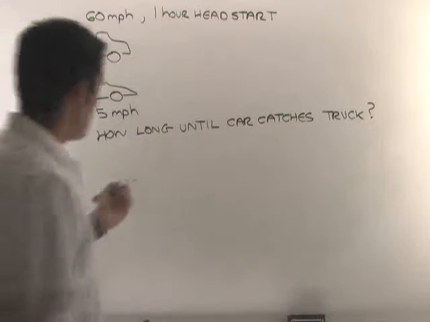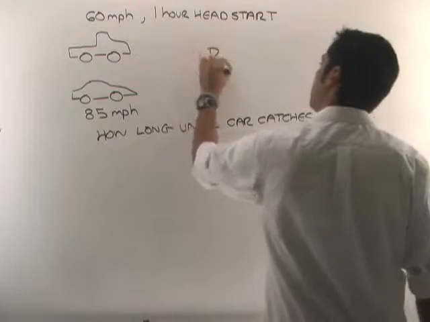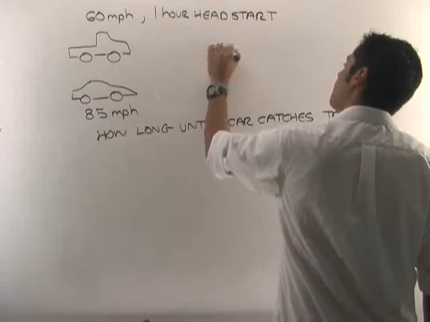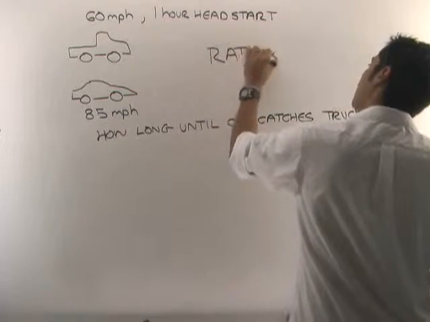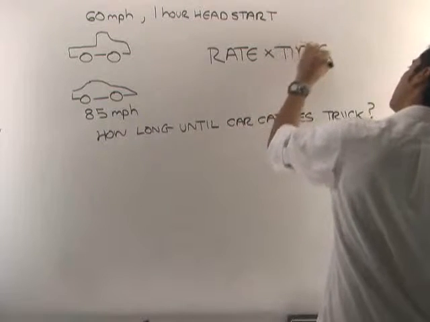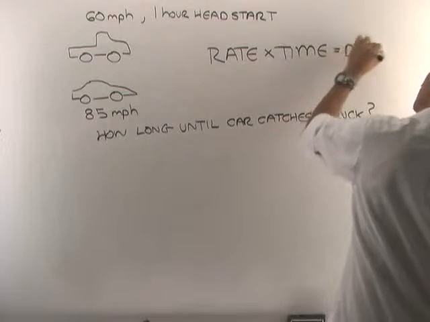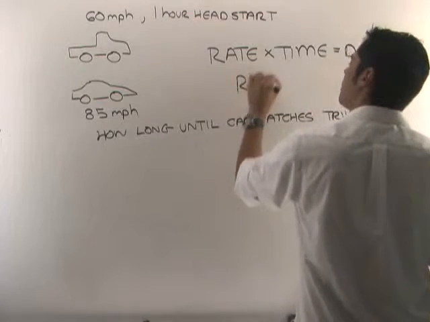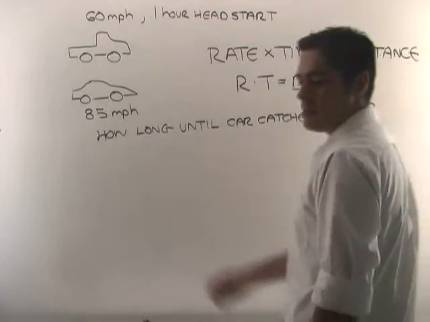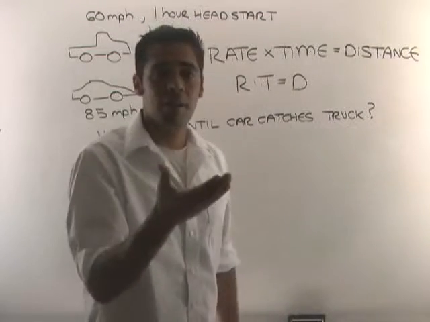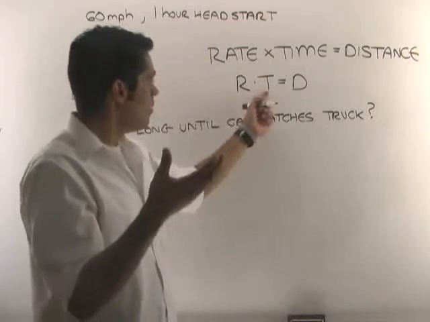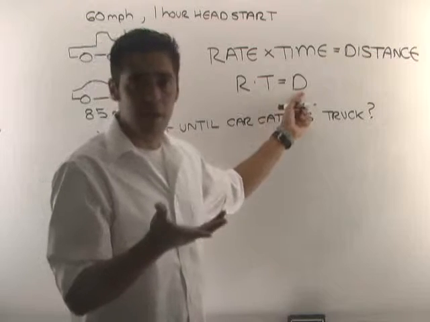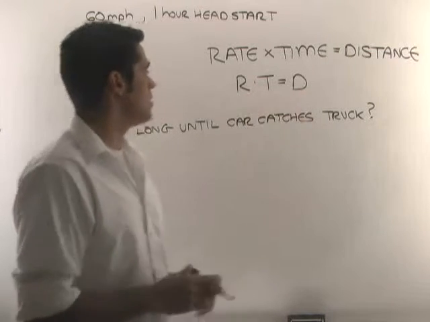In order to do this problem, what we're going to need to know is that we have this formula that says the rate times the time equals the distance that you travel, or R times T equals D. And the way to think about this is, if you travel 60 miles per hour for 1 hour, you go a distance of 60 miles. So the rate times the time equals the distance.